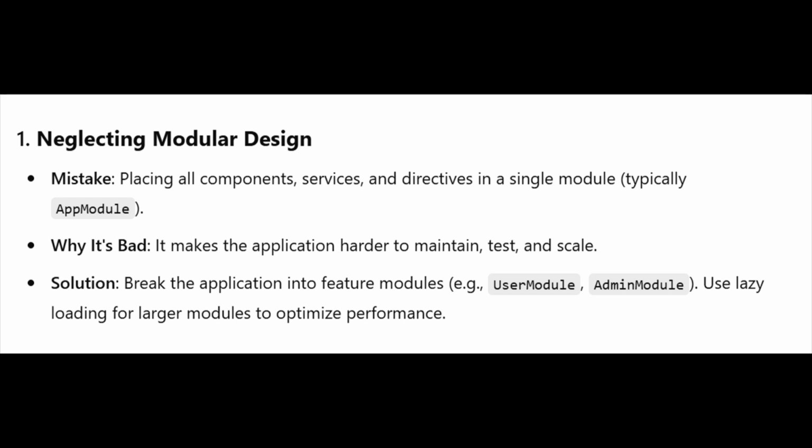1. Neglecting modular design. Mistake: placing all components, services, and directives in a single module, typically AppModule. Why it's bad? It makes the application harder to maintain, test, and scale. Solution: break the application into feature modules. Examples: UserModule, AdminModule. Use lazy loading for larger modules to optimize performance.